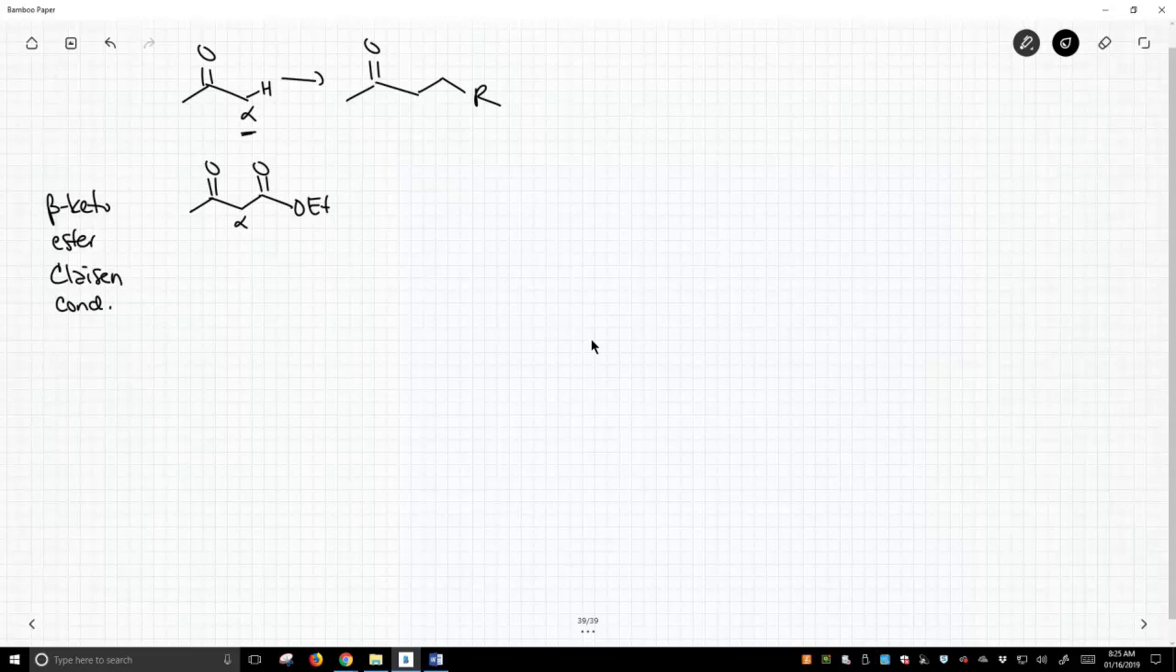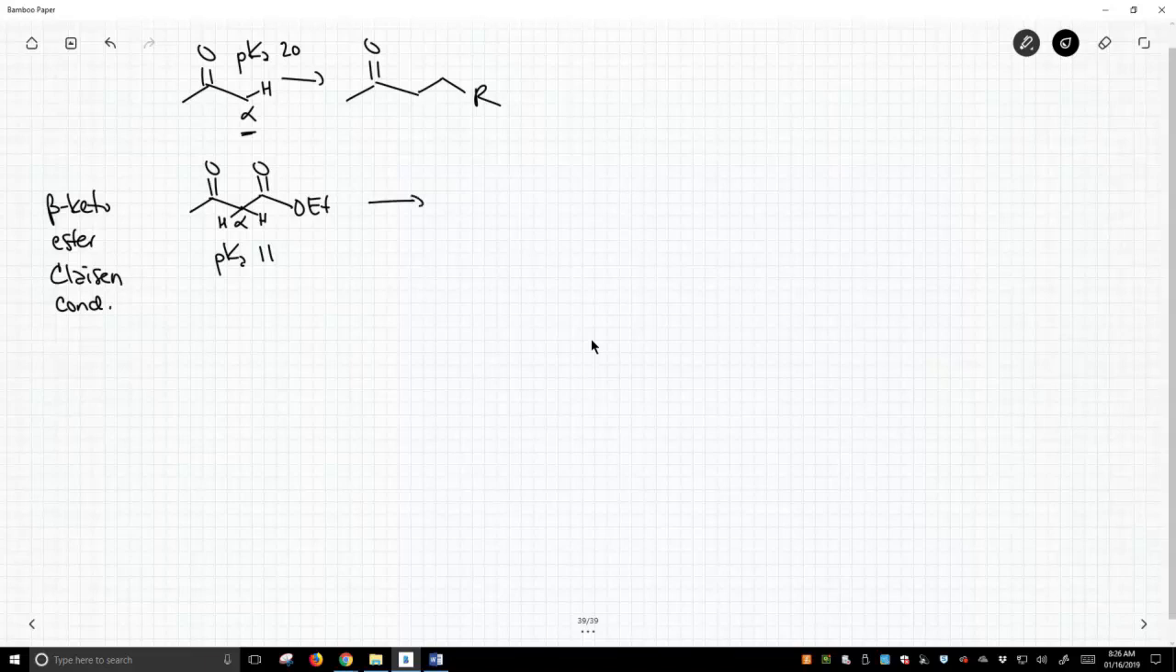And this alpha hydrogen, instead of having a pKa, so up here at the top, the pKa of this proton is about 20. The pKa of this proton is maybe around 11 or 12. So these alpha hydrogens, because they're between these two carbonyls, are extremely acidic. Sometimes people call these stabilized enolates or active methylene compounds.